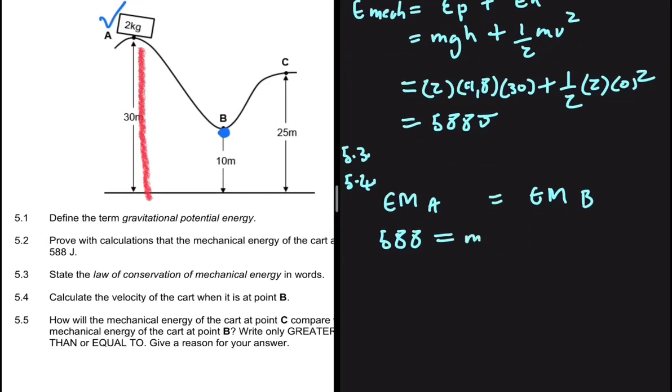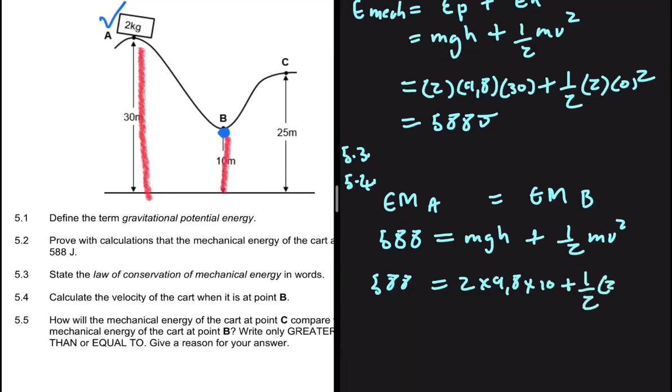But what about the mechanical energy at point B? We're going to have the mass multiplied by the gravity multiplied by the height plus a half mv squared. The mass of the object is still 2 kgs multiplied by the gravity 9.8. But then the height is changed. It is no longer 30 meters but 10 meters. So we're going to have 10 meters. That is the height at point B. Plus a half, the mass is 2 kgs. What are we looking for? We're looking for the velocity at point B.